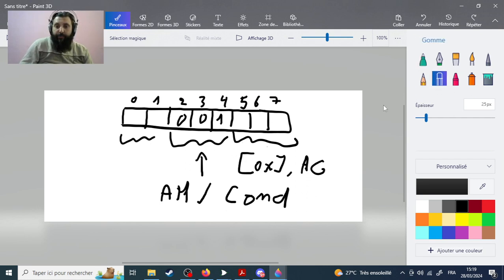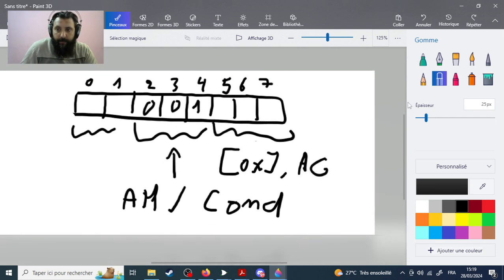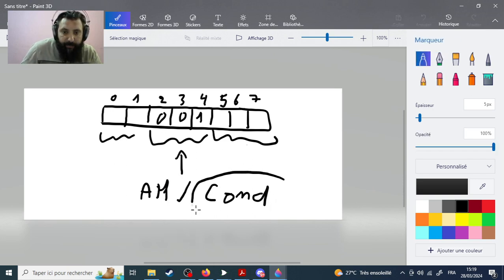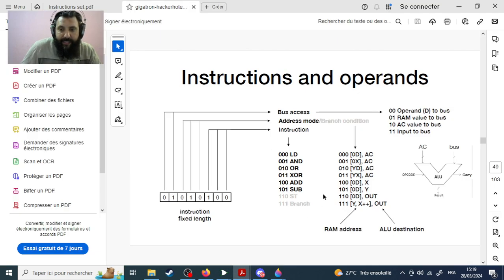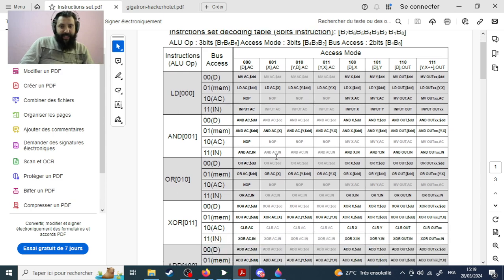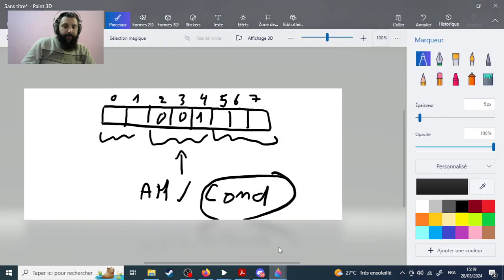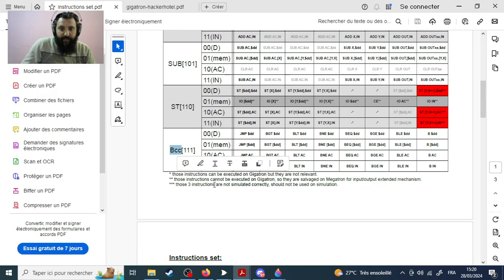I talked about two different modes: the addressing mode, and the condition mode. This condition mode is only activated when we use the branch instruction. You have to understand that we have 8 instructions. The BCC, the condition instruction, is the only one that uses the condition mode. What does the condition mode mean? That means the interpretation of those 3 bits is different. They are not the addressing mode. We are in the condition mode.